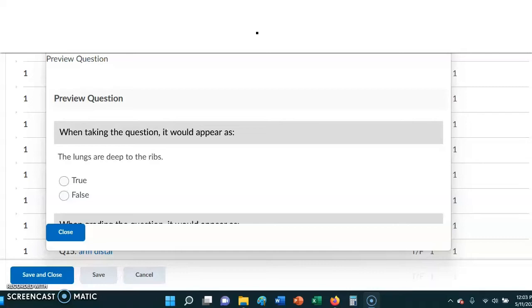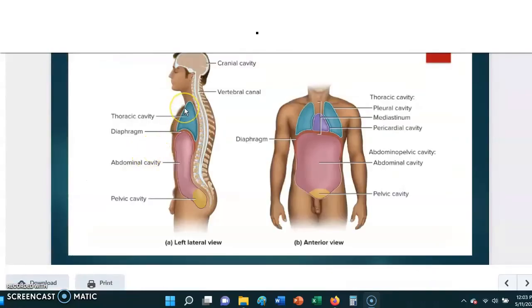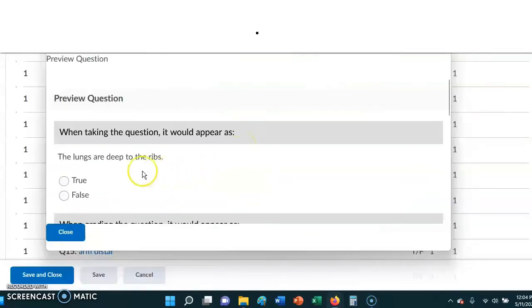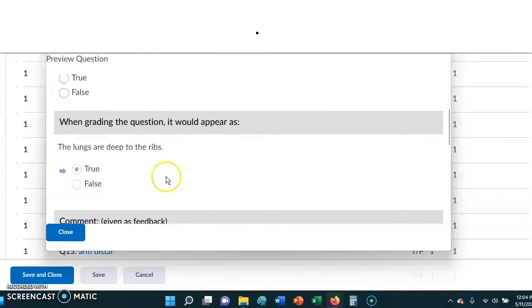If we look at the figure, this would be the thoracic cavity, all this right here, and the lungs would be inside the thoracic cavity, right inside there. Going back to the question, the lungs are deep to the ribs, then obviously that is true. And that's what we have right there.